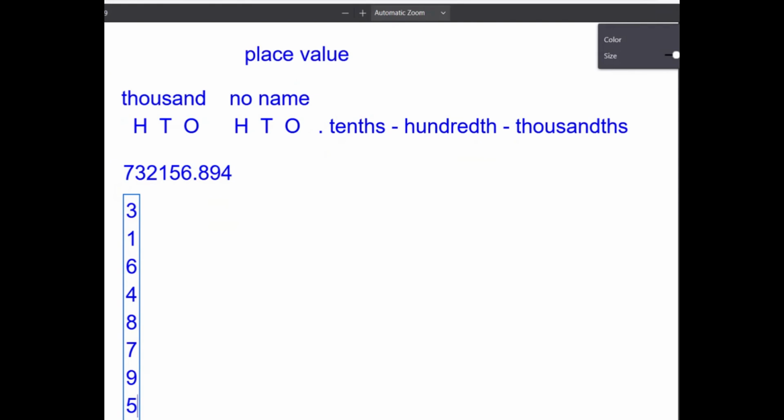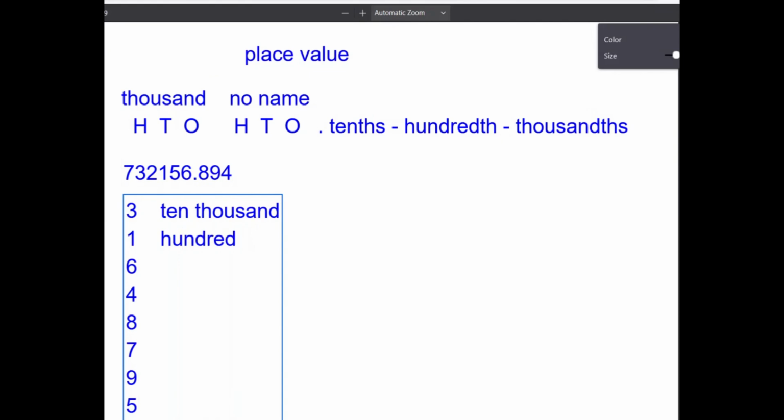So what you need to know is what? This is the decimal. This is tens, hundreds, thousands. This is ones, tens, hundreds, thousands, ten thousands, hundred thousands. So when they say 3, 3 is ten thousands. The 1 is what? Is hundreds. You can add S for each one of them, it doesn't matter. And the 6, 6 is ones.